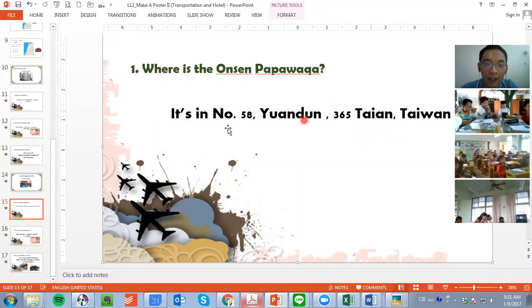Where is the Onsen Papawaka? Okay, this one is in Taiwan. Let's read it. It's in number 58 Yuandong, 365 Taiwan. So it's in Taiwan. Now Wugu School, where is the Onsen Papawaka? Very good.